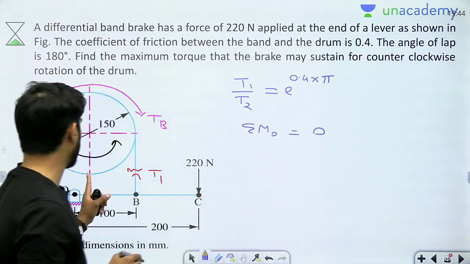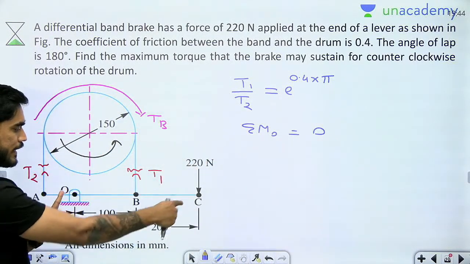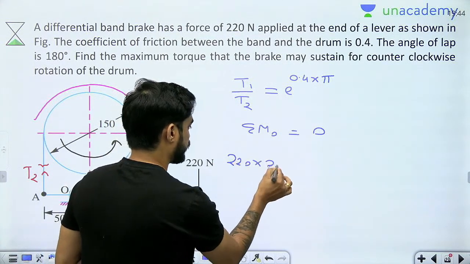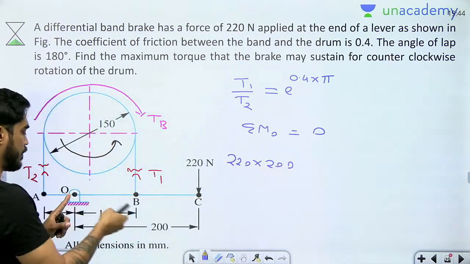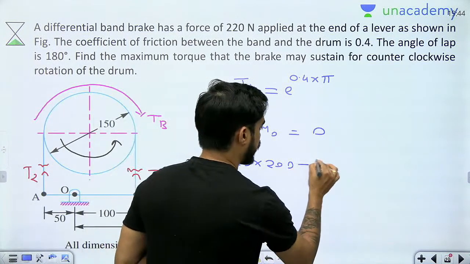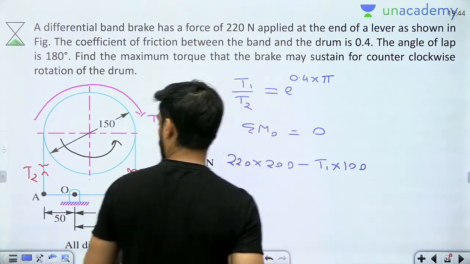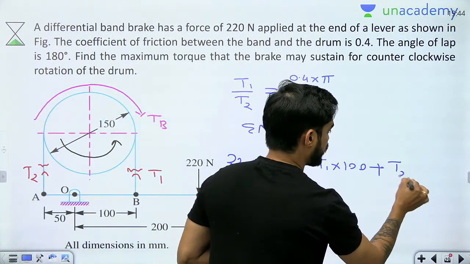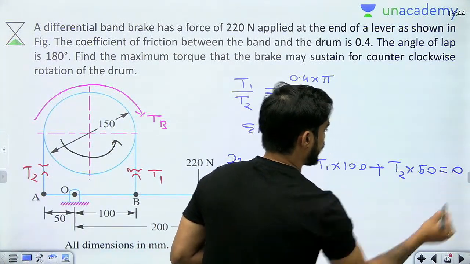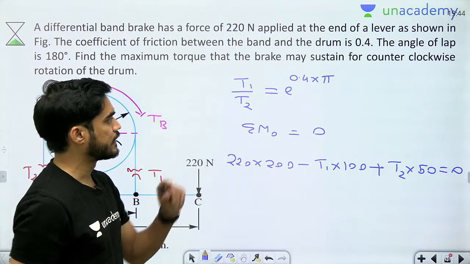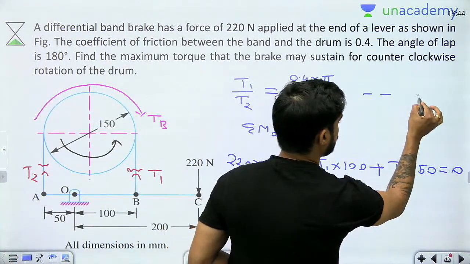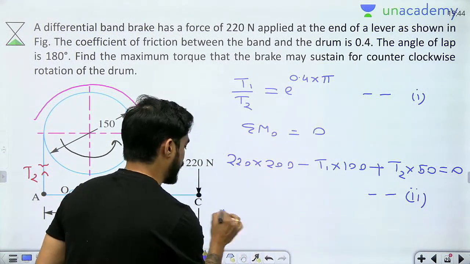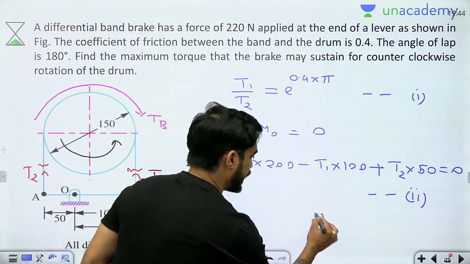If you take moment at point O, the moment of 220 will be 220 into 200. Then the moment of T1 will be minus T1 into 100. And the moment of T2 will be plus T2 into 50, equal to 0. So we have these two equations, equation number 1 and equation number 2. By solving these, we will get T1 and T2.